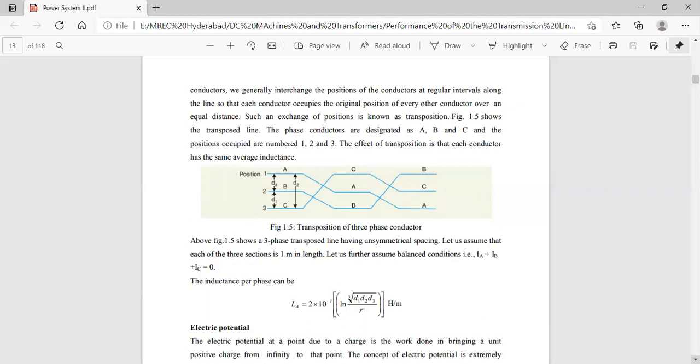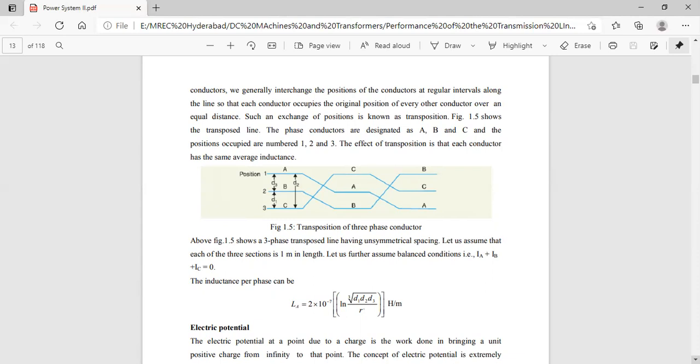So the figure shows the transposition of the line. The phase conductors are designated as A, B, C, and the positions occupied are numbered 1, 2, 3. The effect of transposition is that each conductor has the same average inductance. So the above figure shows the three-phase transposed line having unsymmetrical spacing. Let us assume that each of the three phase sections is 1 meter in length.